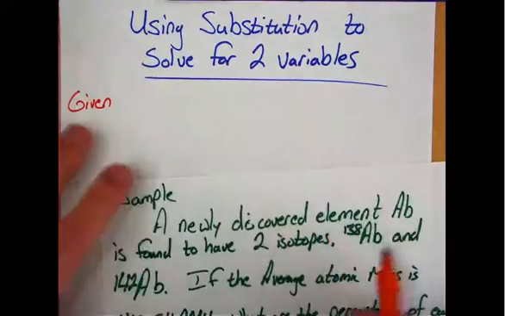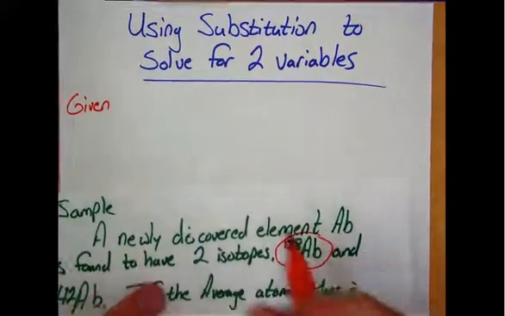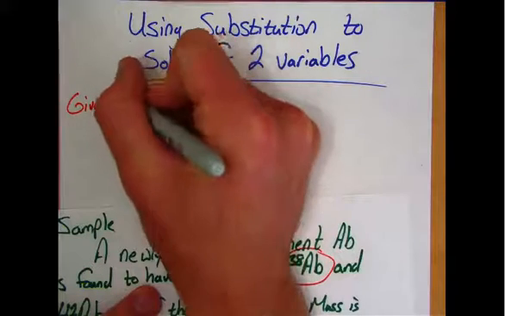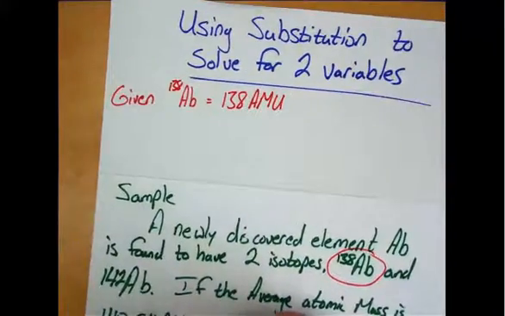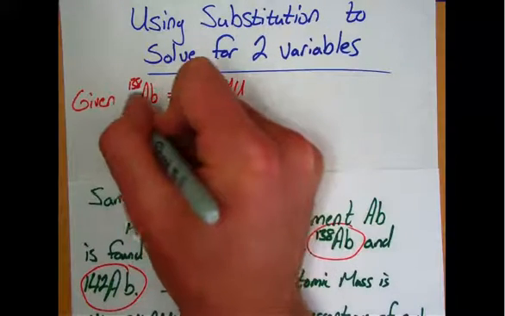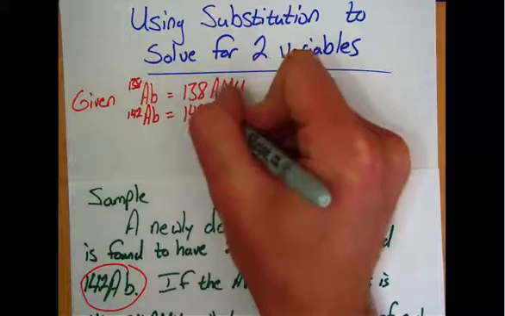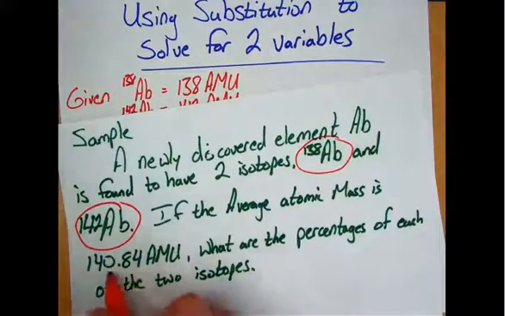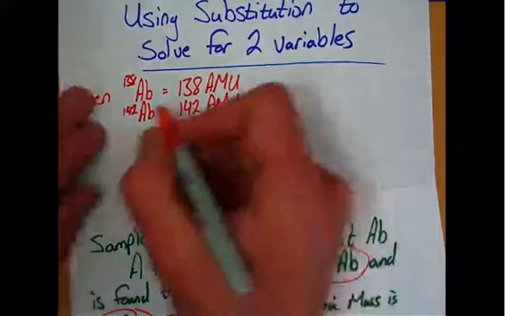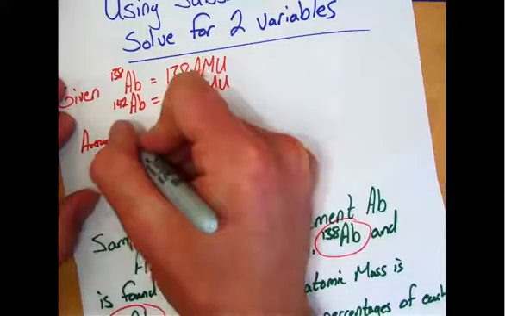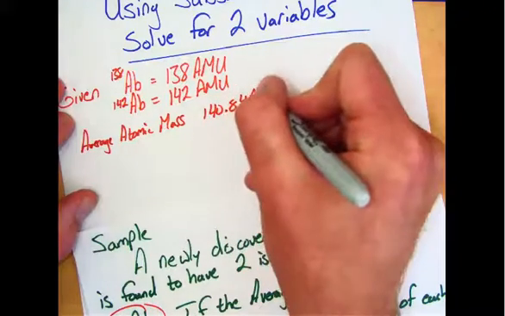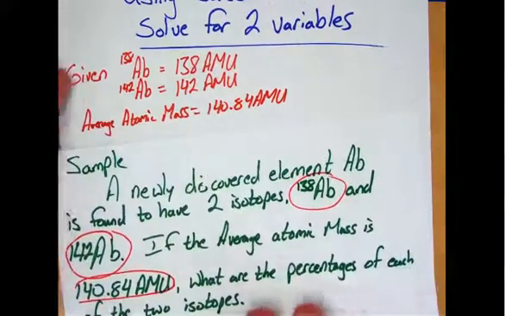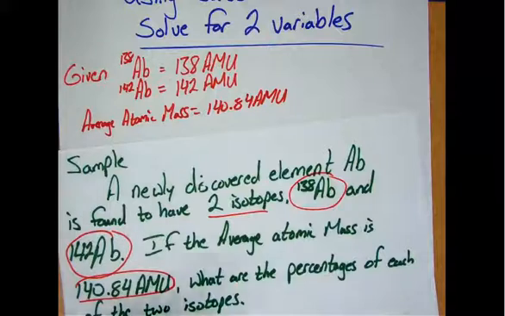First thing we're given is we have two isotopes, AB-138, so AMU equals 138. Next thing we're given is 142. And lastly, we're given the average atomic mass of 140.84. We're going to say average. Last thing we know is that there are two isotopes. That's it, just two isotopes. Now, what are we looking for? We are looking for the percentages of each of the two isotopes.